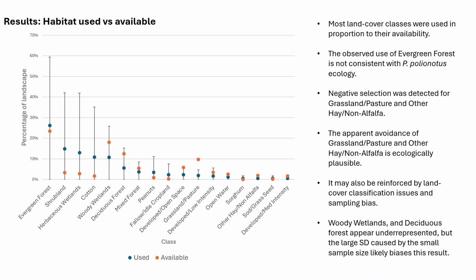This apparent avoidance was ecologically plausible, but it may also have been reinforced by land cover classification issues and sampling bias. Woody wetlands and deciduous forests appear to be underrepresented, but the large standard deviation and a small sample size likely biased these estimates. Nonetheless, they could represent another land cover matrix. An important limitation was that I used the 2023 Cropland Data Layer while the iNaturalist observations spanned multiple years before and after 2023, so the distinction between active crops and fallow or oilfield was not always reliable in time.